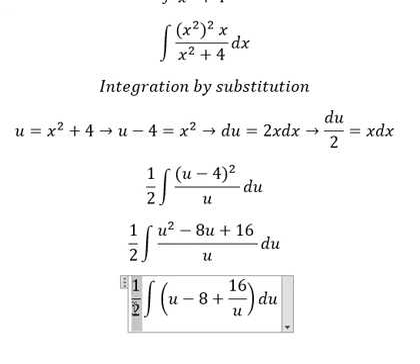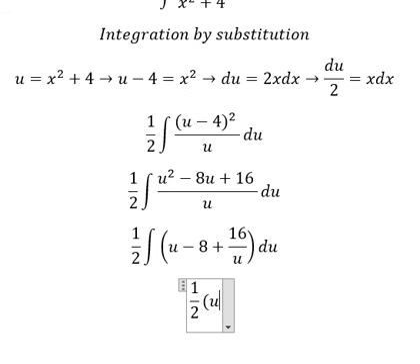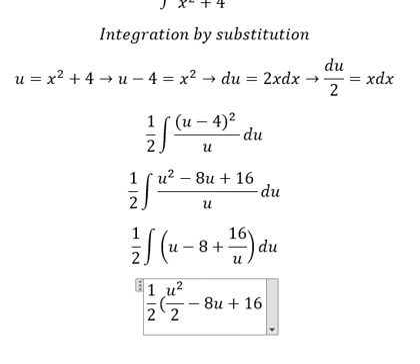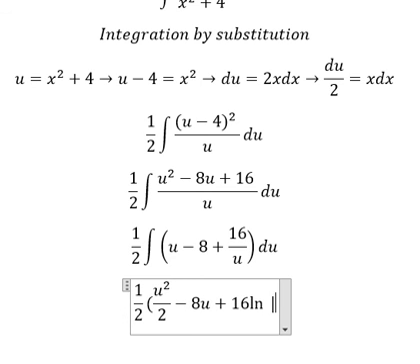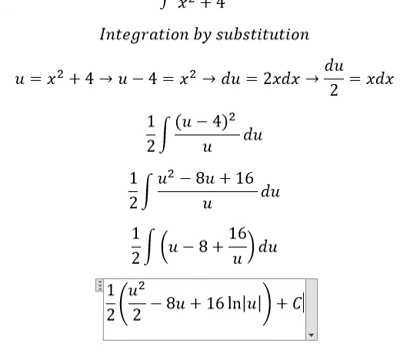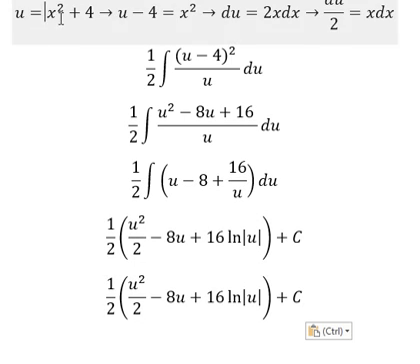And now we have the final answer. The integration of u, that is u squared over number 2. The next one, that is u. The next one, that is Ln of the absolute value of u. And I will put c. About u, that is about this one.